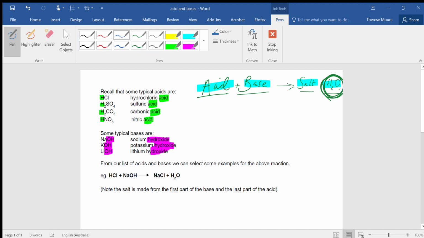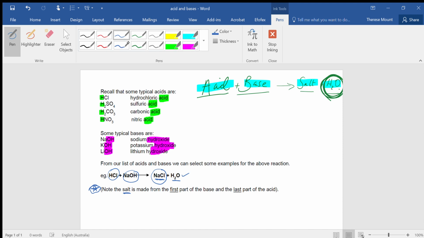From our list of acids and bases, we can select some examples from the above reaction. So they've just chosen randomly HCl as their acid and NaOH as the base. We know that we always get a salt, that's our salt here, and water. Cool. Now, how do we know what salt it is? This is a key little bit of information here. The salt is made from the first part of the base and the last part of the acid.